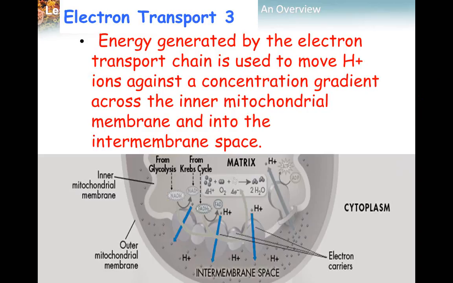Electron transport 3. Energy generated by the electron transport chain is used to move H+ ions against the concentration gradient across the inner mitochondrial membrane and into the intermembrane space. So remember, a concentration gradient just basically is when you have more stuff on one side than you have on another, and these hydrogens are all positively charged, so they don't want to be close to each other. So we use this energy to do some work in the cell.